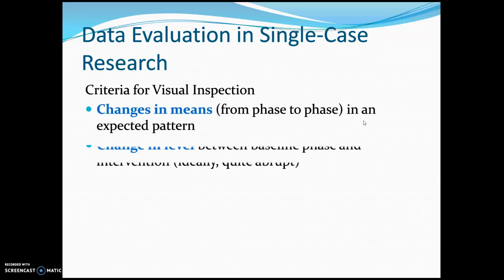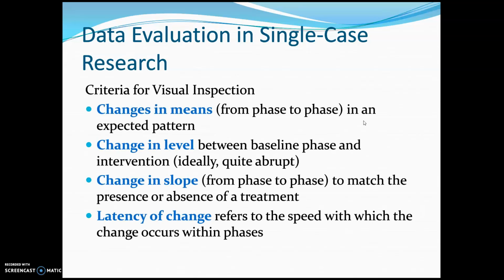So when we evaluate the data, I'm going to throw these 4 points on here, but they'll make more sense when you look at the pictures. Essentially, we're going to do visual inspection for data analysis, right? Data evaluation. And we're going to look for these 4 things: change in means, change in level, change in slope, and change latency of change. And let me show you the pictures. I don't think the words here are going to make much sense at the moment, but I think the pictures make a lot more. So let me show you those.